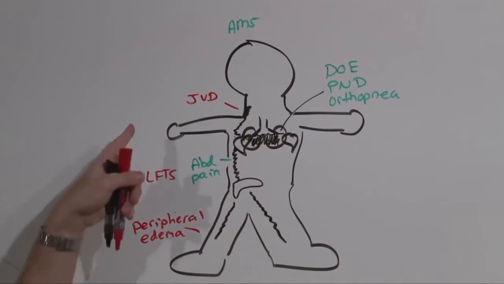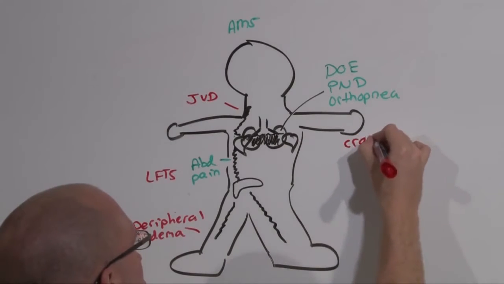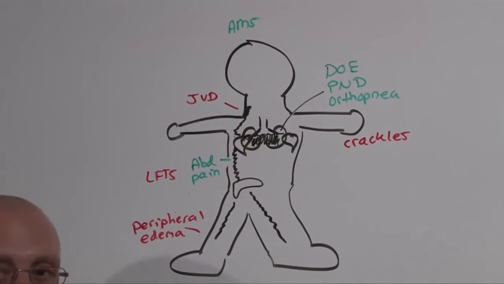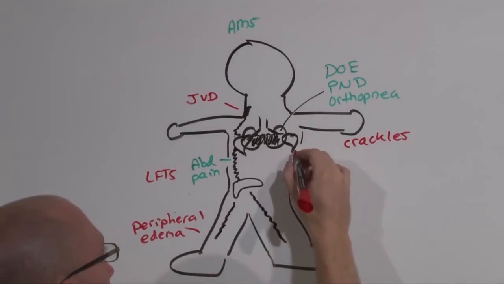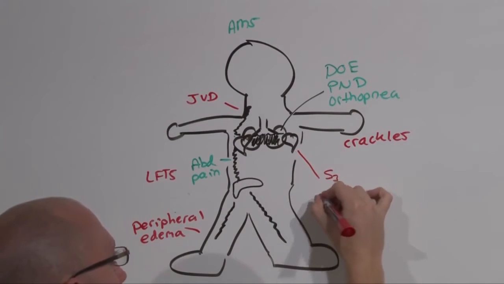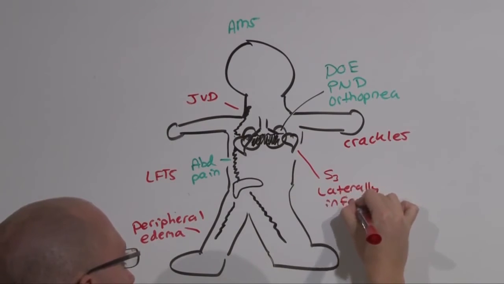The peripheral edema and the JVD are things that we see. The pulmonary crackles that we auscultate are a manifestation of the same fluid that causes dyspnea on exertion, paroxysmal nocturnal dyspnea, and orthopnea. And finally, the thing that's going to tip you off the most is the physical exam maneuvers that show you the result of left ventricular failure, which is going to be an S3 as well as a laterally and inferiorly displaced PMI.